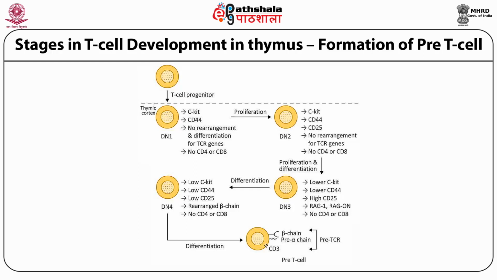Now the cell in the double negative 4 stage with a successfully rearranged beta chain further differentiates, where it combines with the 33 kilodalton pre-alpha chain to form the pre-TCR receptor, and the cell with the pre-TCR receptor and CD3 complex combine together and it becomes a pre-T cell.